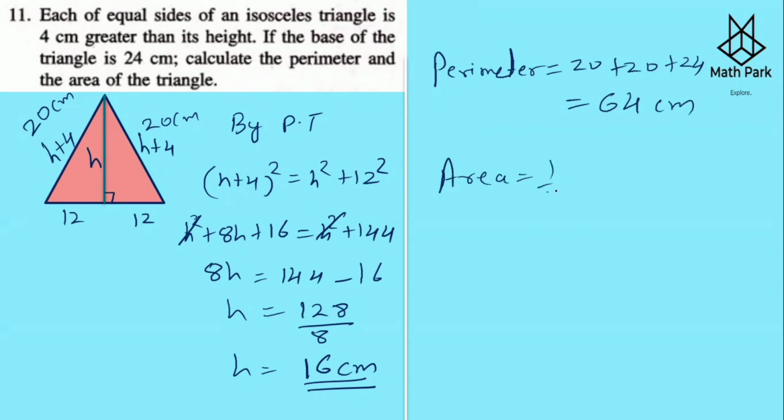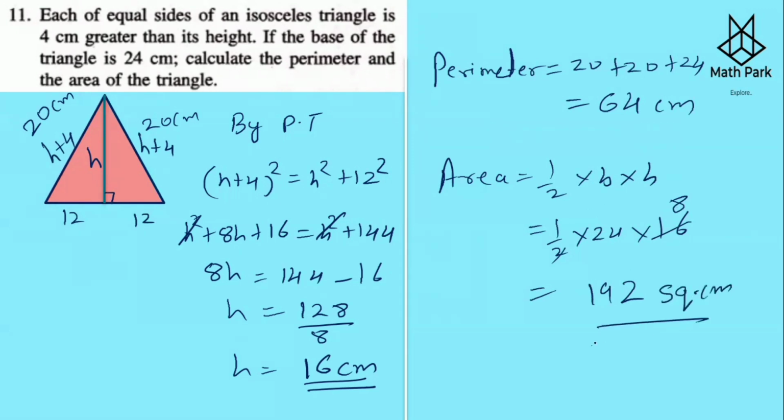Let us find the area. Area is equal to half base into height, where the base is 24 and the height we calculated as 16. So 2 ones are 2 and 2 eights are 16, and 24 eights are, 8 fours are 32, 3 carry, 8 twos are 16 plus 3, 19. 192 square centimeter is the area of this isosceles triangle.